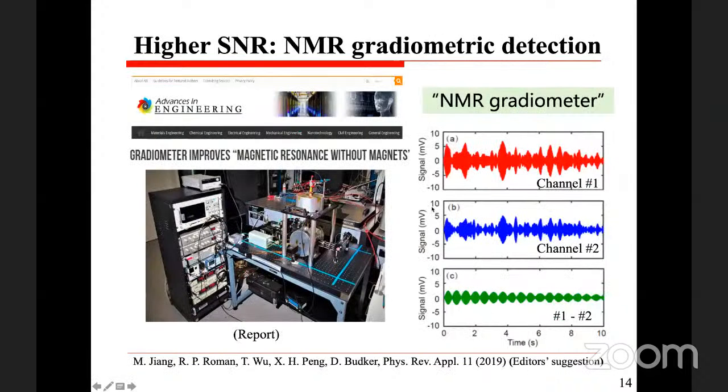So to further improve the signal to noise ratio of NMR signals, we first applied the atomic gravimeter to detect NMR signals. This is our gravimeter setup. It has 2 channels, channel 1 and channel 2. The signals from a single channel show very significant noise. In contrast, we can calculate the difference between them, and we can see the oscillation signal very clearly. The signal to noise ratio is increased at least 10 times.